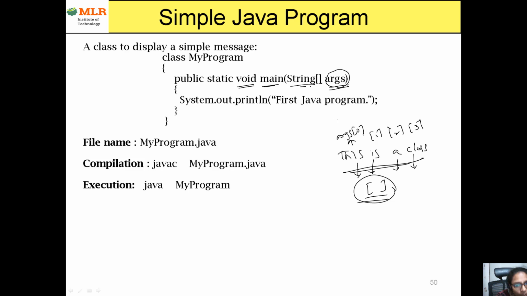This name is user defined. Instead of this you can write abc also. Then abc of 0, abc of 1, 2, 3. But it will take an array of string arguments. So this is about the main syntax.